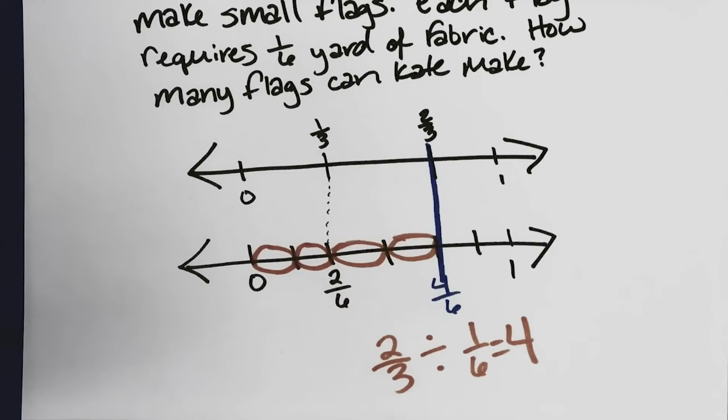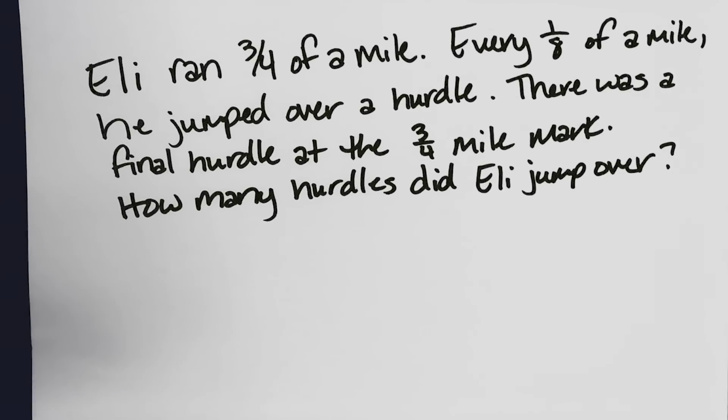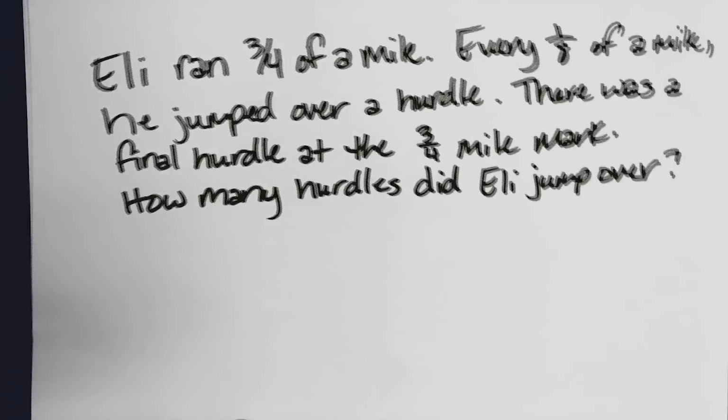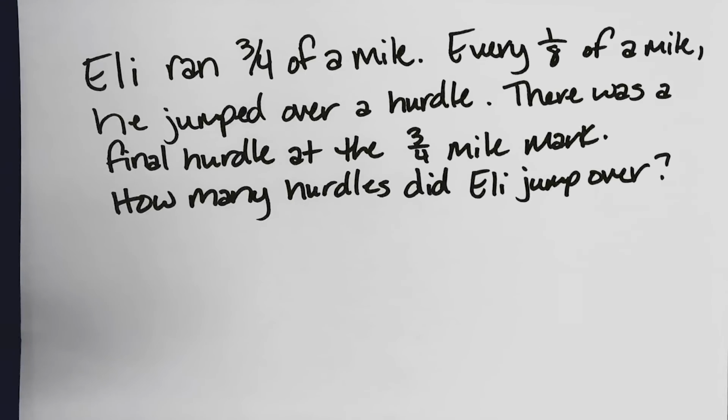Good job. Let's do another one. Let me write another one down real fast. All right, so here's my next problem. It says Eli ran 3/4 of a mile. Every eighth of a mile, he jumped over a hurdle. There was a final hurdle at 3/4 mile marker. How many hurdles did Eli jump over?